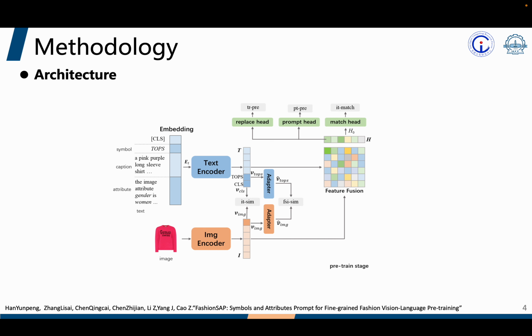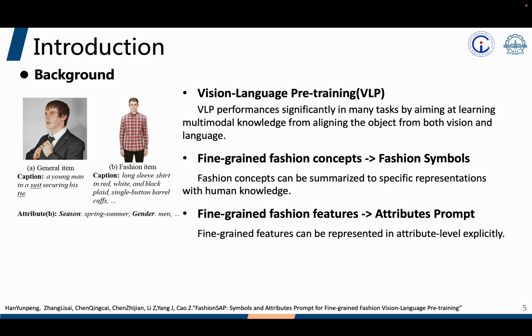For the model architecture, we use an encoder and a feature fusion model, and this pattern of model architecture is widely used in VLP tasks. Let me describe our work in detail.